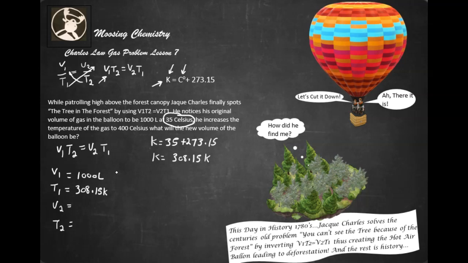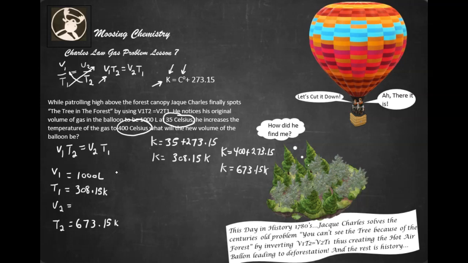So let's look at our next temperature. Our next temperature is also in Celsius, so we need to convert it to Kelvin. So we can say K equals 400 plus 273.15. So K equals 673.15 K. So we're going to put that down there for T2. So far, so good, right? It's pretty simple, right? That's not a big deal.